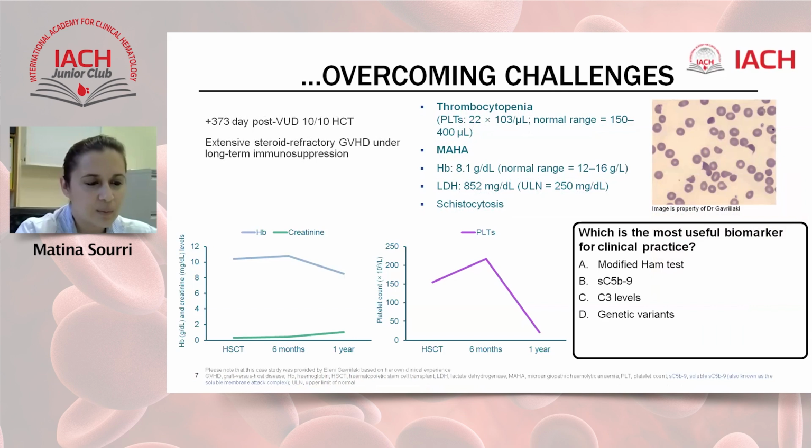At this point, we thought it would be a nice approach to add just a couple of questions for educational purposes. So I'll just read the first question, and I'm confident you can all guess the answer with no difficulty. So with respect to TA-TMA, which is the most useful biomarker for clinical practice? Is it modified Ham test? Is it soluble C5b9? Is it C3 levels or genetic variants?